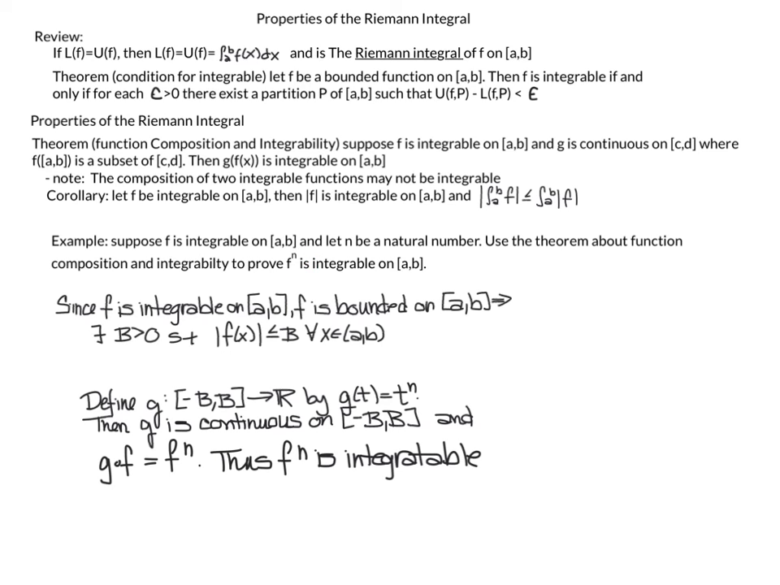Then g is continuous on [-B, B], and g composed with f is equal to f to the n. Thus, by this function composition theorem, if f is integrable on [a,b], which is what we have, and g is continuous, which we had determined, then g of f of x is integrable. So g composed with f, which is equal to f to the n, is therefore integrable.